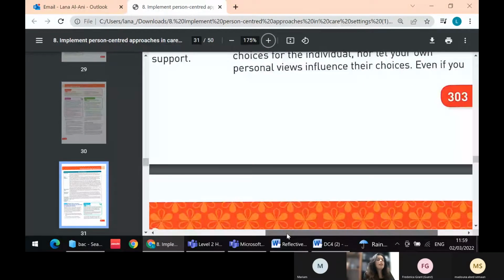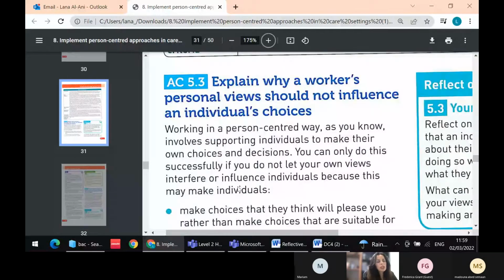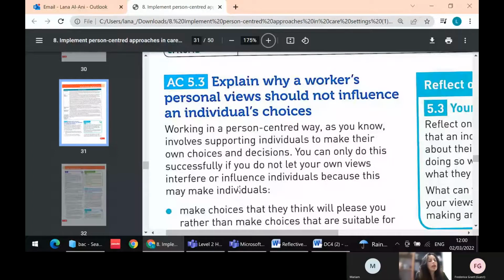So if we go back here and read the question, explain why worker personal views should not influence individual choices. To answer, I would say: as a care worker, I follow the person-centered way. So I help individuals to make their own choices, to make their own decisions, but I don't influence them with my own values and my own choices.